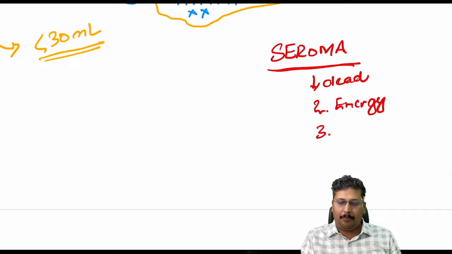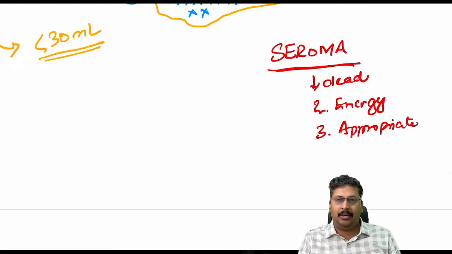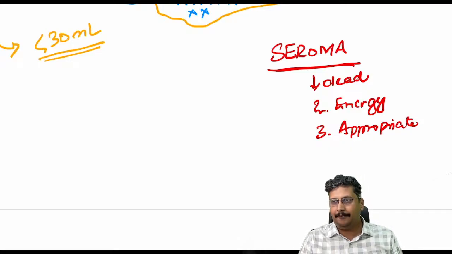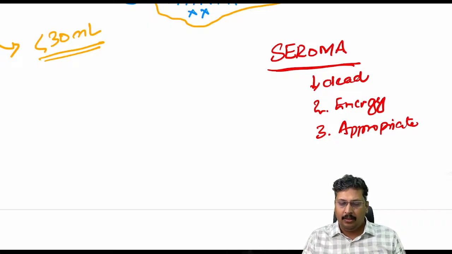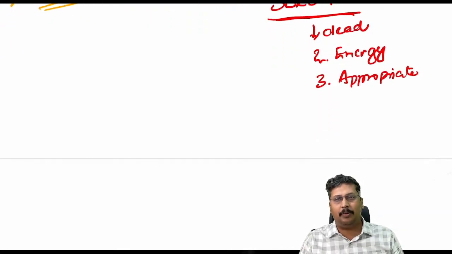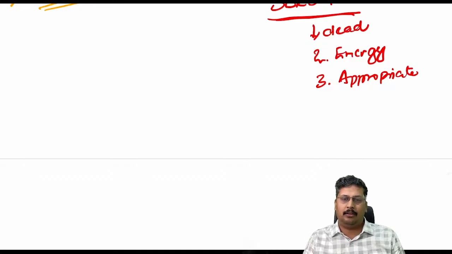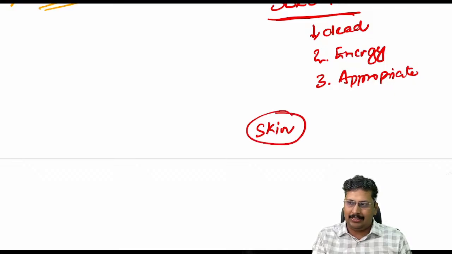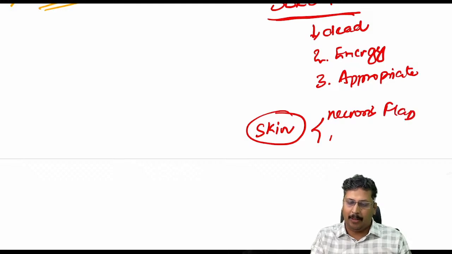And the third one is appropriate removal of the drains. If you remove the drains too early, then also there are chances of seroma formation. The other most common complications associated with mastectomy are skin complications like skin necrosis, that is flap necrosis, or flap infection.